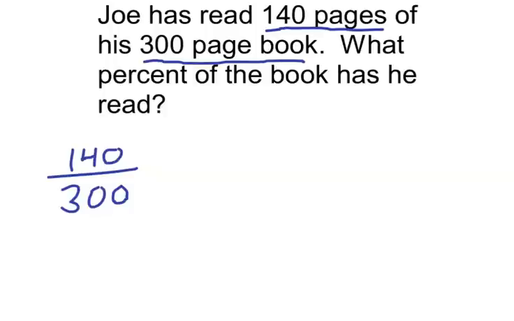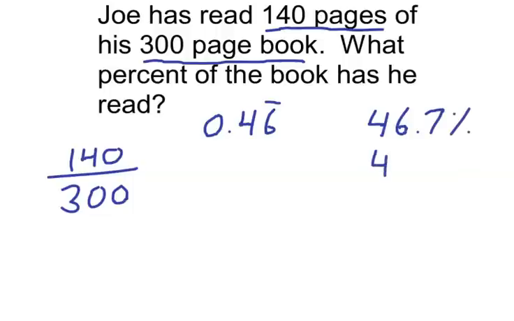Okay, and that equals 0.46 and then repeat it on forever. Okay, so basically what it comes down to is what was the percent? We could actually just say, since it's 46 repeated, you can just say 46.7%. That'd be a possibility. Or you can just say round it to 47%.